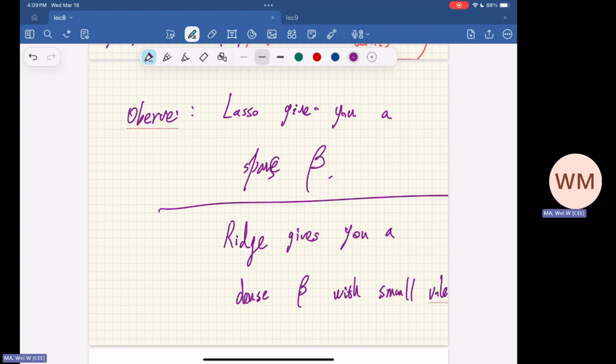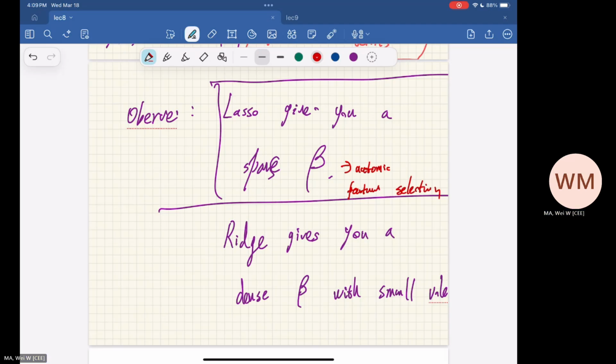You may ask why. It's tricky. There's a lot of explanation. If you're interested, please check online. But this one you should remember: lasso has a very good feature that it gives you a sparse beta. Why is the sparse beta useful? It means that there are a lot of 0s. 0 means that this variable is not related to y. So this is automatic feature selection. Lasso automatically selects features during the training.